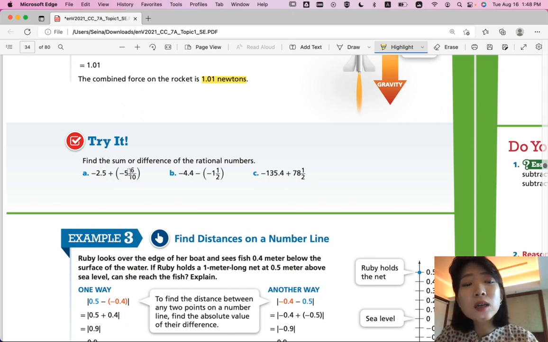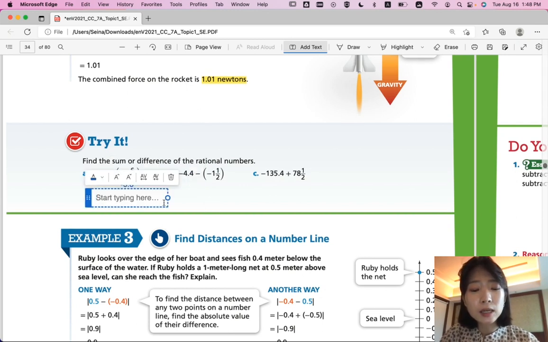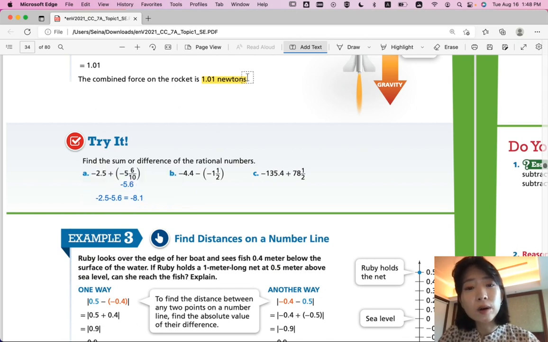2.5 plus 5.6. If you change this to a decimal, you get negative 2.5 and negative 5.6. So adding negative 2.5 and negative 5.6, you should get negative 8.1, or negative 8 and 1 over 10, if you solved it in fraction, that is.